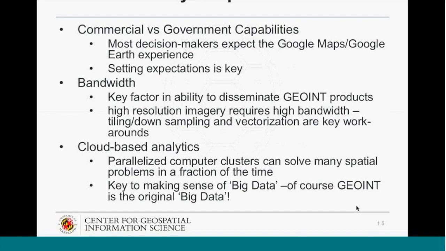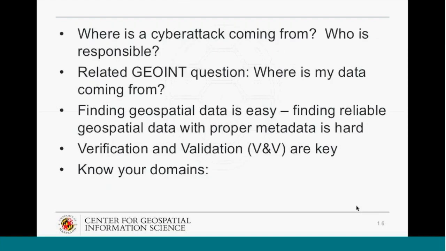And as I mentioned earlier, GEOINT is the original big data. So things like image processing really benefit from cloud-based analytics and having parallelized, not paralyzed, computer clusters. Paralyzed would be bad. Parallelized computer clusters. I spelled it right, I said it wrong.